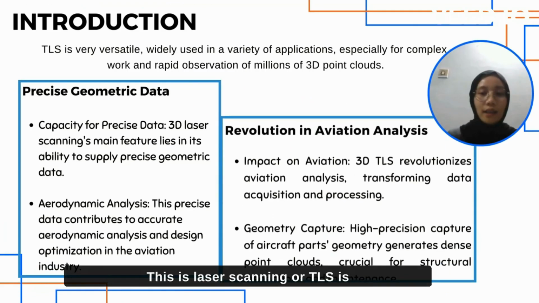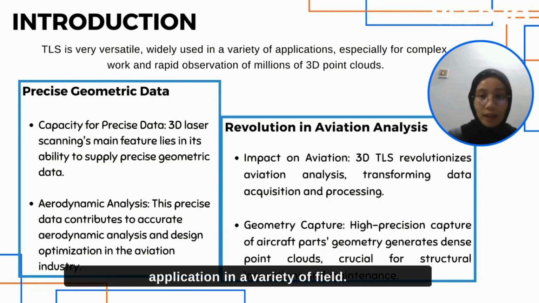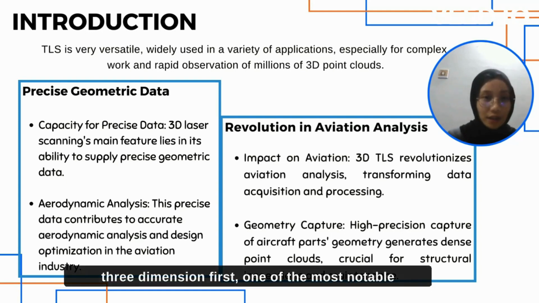Terrestrial laser scanning, or TLS, is a highly adaptable instrument that finds significant application in a variety of fields. It is successful at managing difficult tasks and can obtain millions of 3D point clouds. Let's explore how the flexibility of TLS influences our work process and lets us see small details in three dimensions.